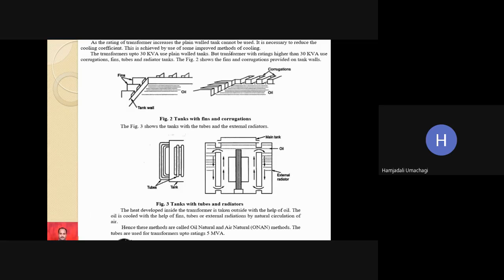Okay, tank cannot be used. It is necessary to reduce the cooling coefficient. This is achieved by use of some improved methods of cooling. So here, further, we have to make some alterations in the cooling method. Let us see those alterations here.